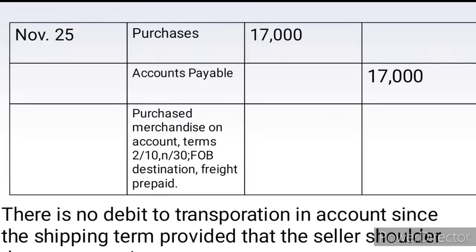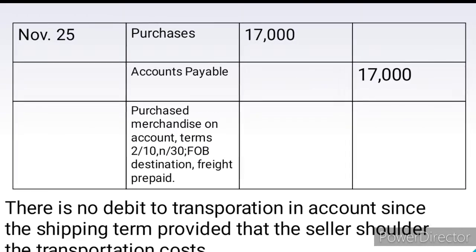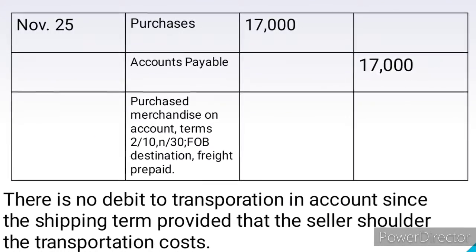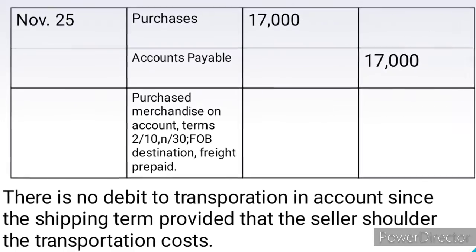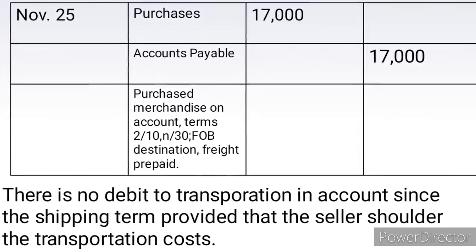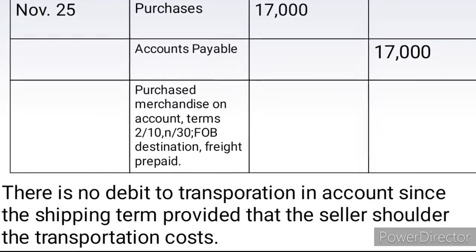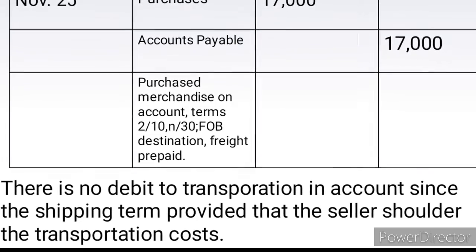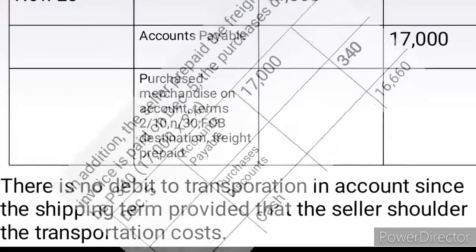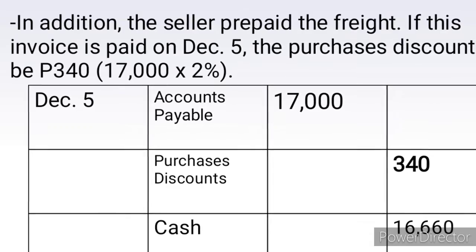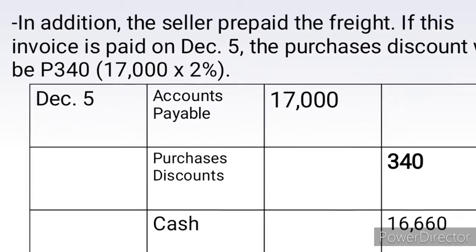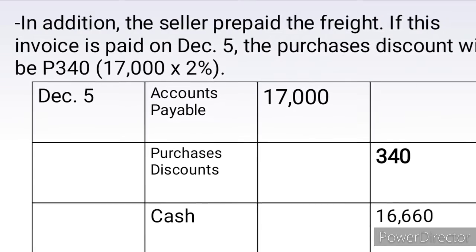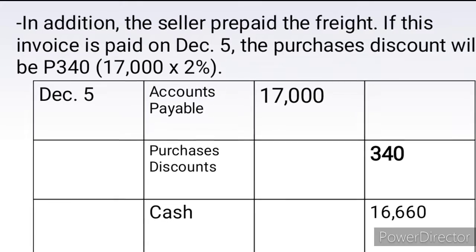Assume the date is November 25. On the debit side, purchases; credit side, accounts payable. There is no debit to the transportation in account since the shipping term provided that the seller should shoulder the transportation cost, as stated in the problem: FOB destination, which means the seller should be the one to pay the transportation cost. In addition, the seller prepaid the freight. If this invoice is paid on December 5, the purchases discount will be 340 pesos, computed as 17,000 multiplied by 0.02.